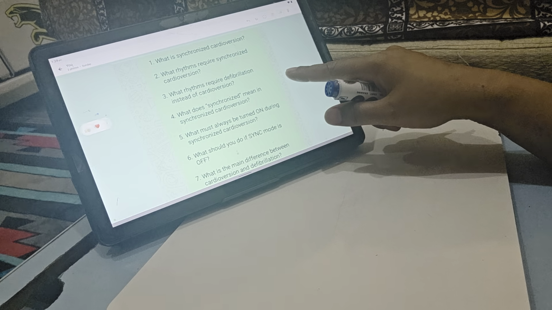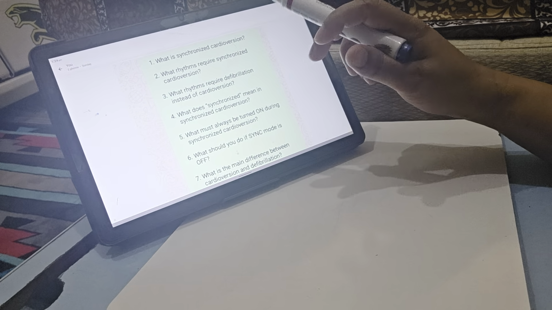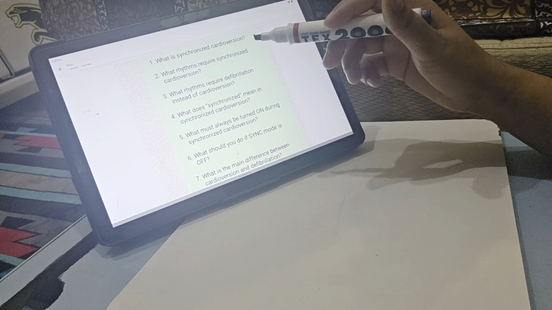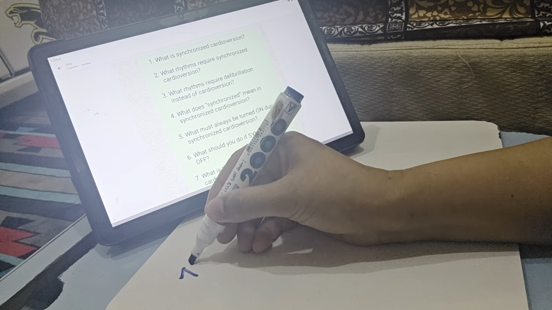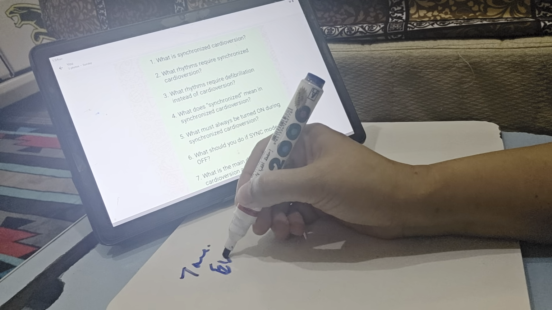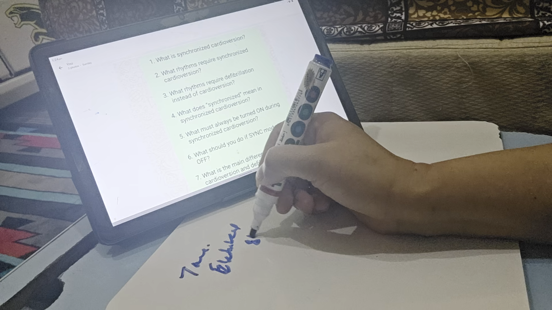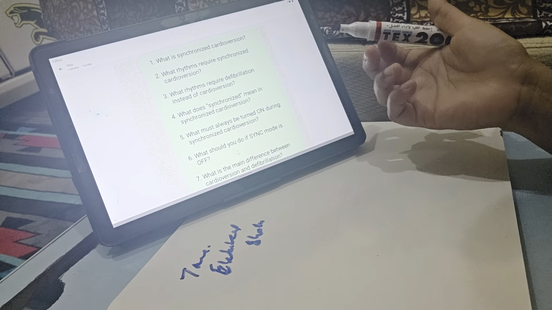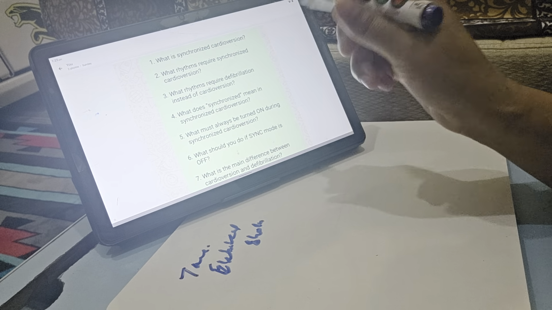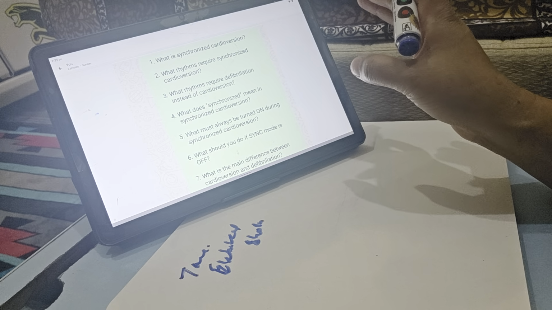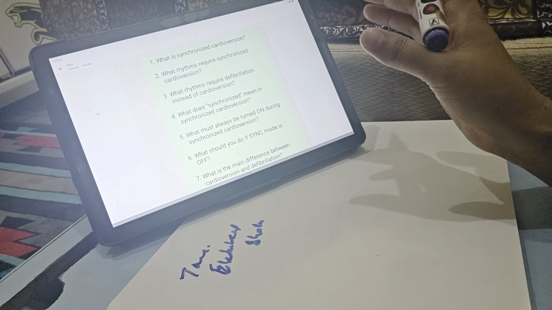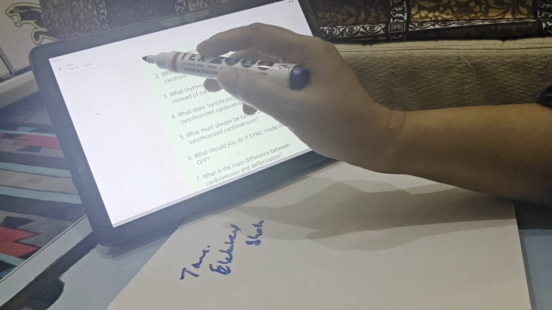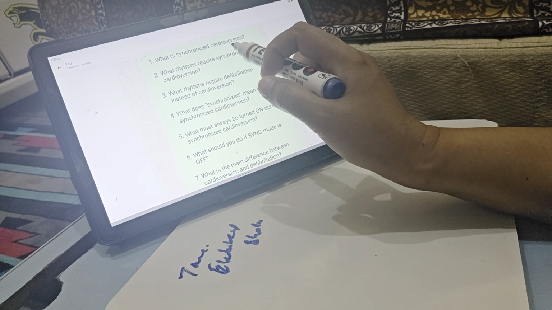Synchronized cardioversion, as I told you, is a medical procedure that delivers a timed electrical shock to the heart to restore normal rhythm. So what is synchronized cardioversion? It is a medical procedure that delivers a timed electrical shock to the heart to restore the normal rhythm.